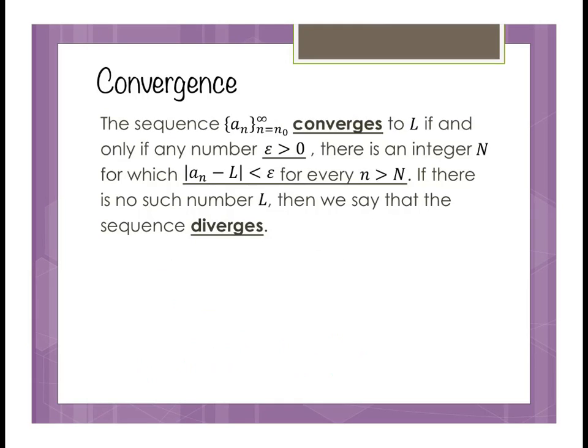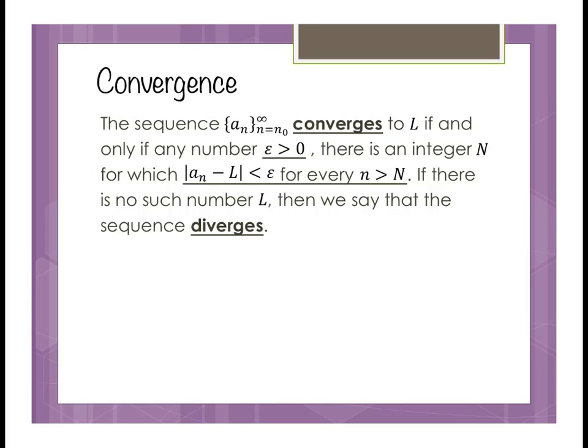All right, we're going to talk about some ideas of these sequences next. The first idea we're going to talk about is convergence. So the sequence, and this is a way of writing it, a sub n, where n starts at n sub 0, the first term, whatever it is, and it goes on infinitely. So that's the infinity you see on top.